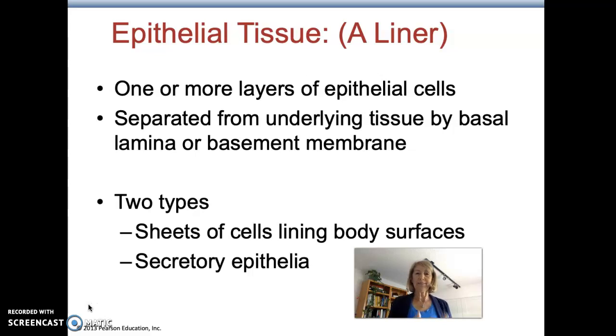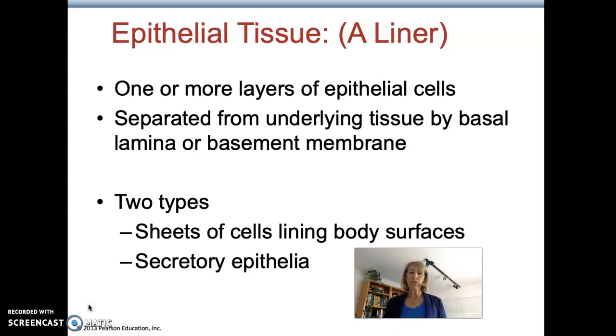So when we're talking about epithelial tissue, we're talking about a liner, right? It's going to be single layer or many layers, so one or more layers of these epithelial cells. And they're usually sitting on some sort of base, right? And that underlying tissue is called basement membrane or basal lamina. Okay, so that's kind of what that tissue is sitting on, the base of it. And if you remember from the days of looking through the scope, you actually see that quite differently from the cells that make it up.